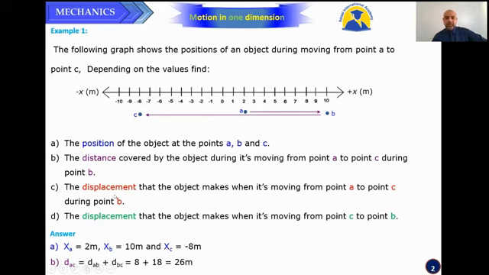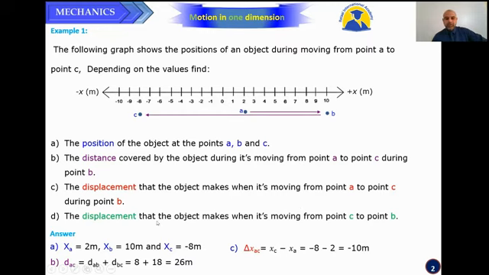C, the displacement that the object makes when it's moving from point A to point C during point B. From A to C during B, this means from A to B to C. But for displacement, the most important is the initial position and the final position. So delta x from A to C equals xC minus xA. xC, we found it before, xC is minus 8, and xA is 2 meters. So minus 8 minus 2, this means minus 10 meters.